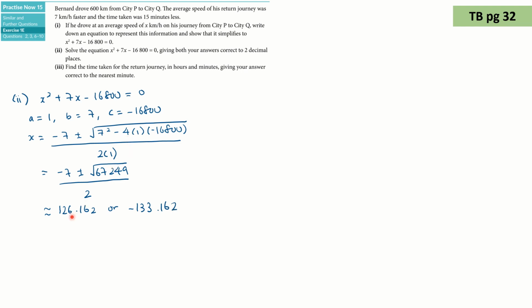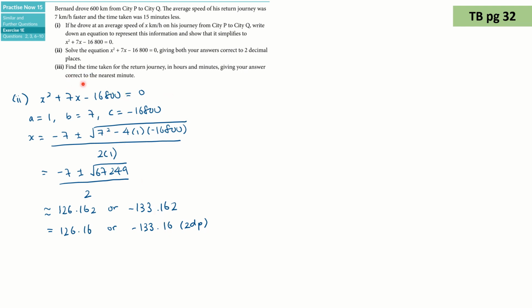Although in this case, I did not do truncated 5SF, because in the case of truncated 5SF, I will actually already get 2 decimal places. So in such cases, I will take 1 more decimal place, or 1 more significant figure, depending on the question itself. So I'll just get 1 more digit before finally rounding it off to whatever the question has asked for. So we get 126.16 or negative 133.16. So that's our answer for part 2.